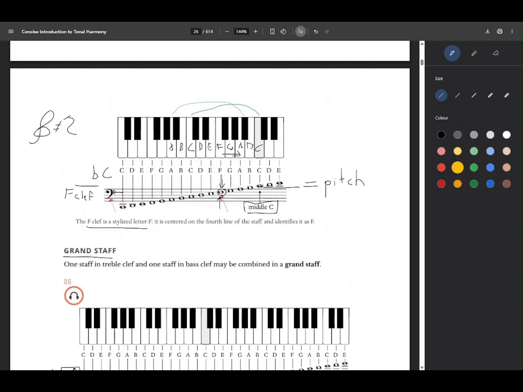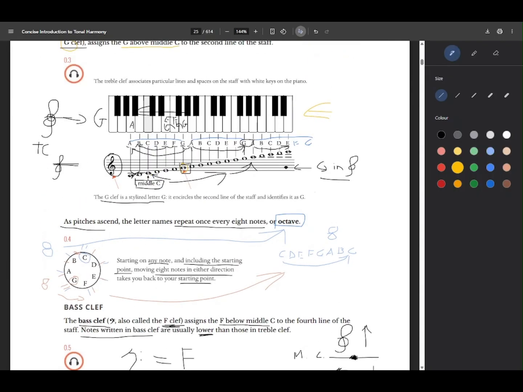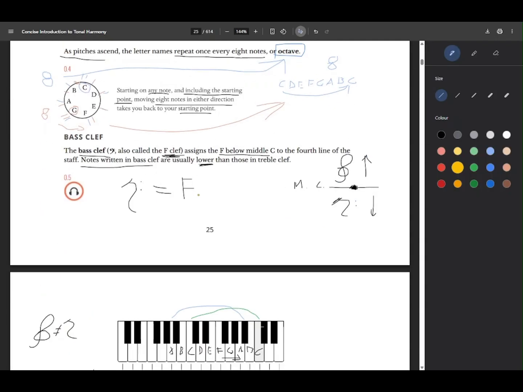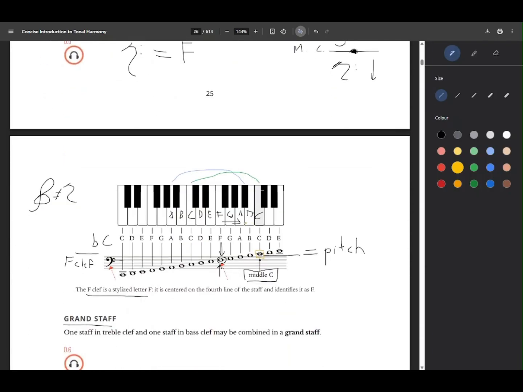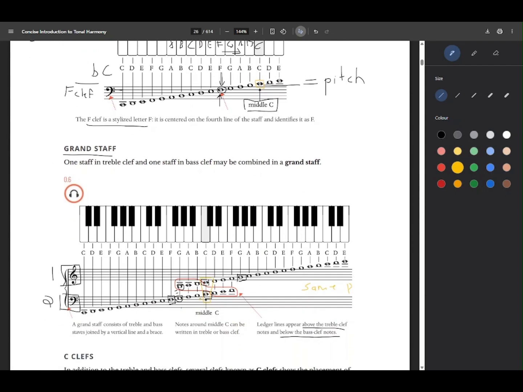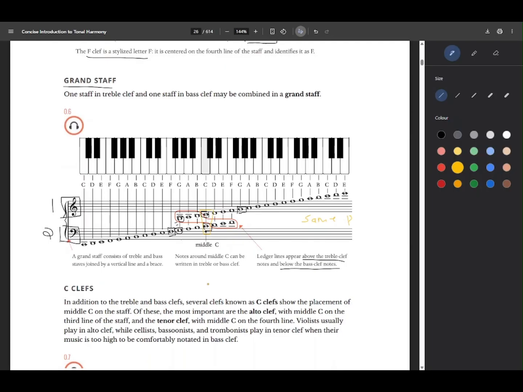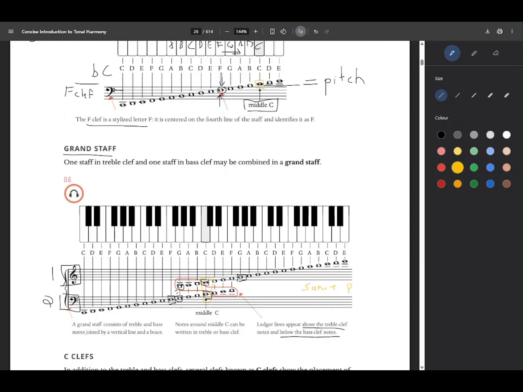So as we discussed here, we have one ledger line above for the bass clef, one ledger line below for the treble clef. So neither middle C is on either of these staves. They are both using ledger lines. In terms of the grand staff here, we can see neither one of these is on a stave. They both use the ledger line. So our middle C is our focal point, our transition between treble and bass clef.